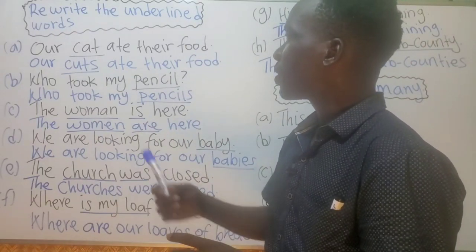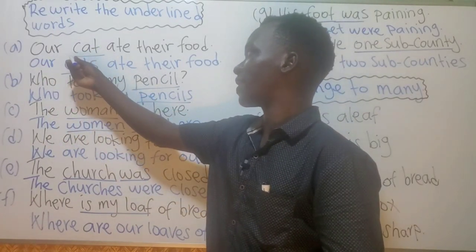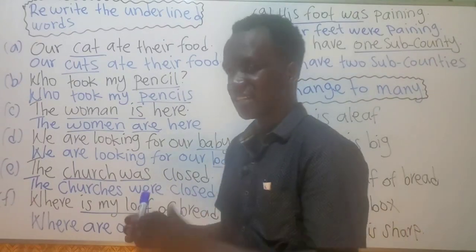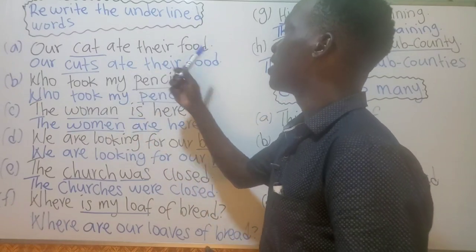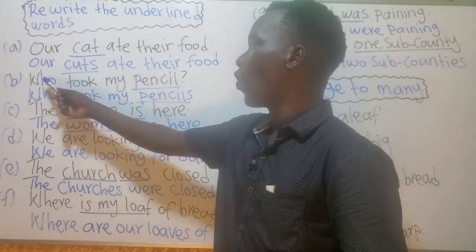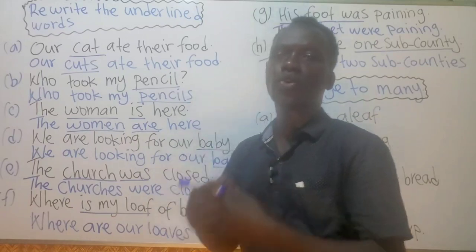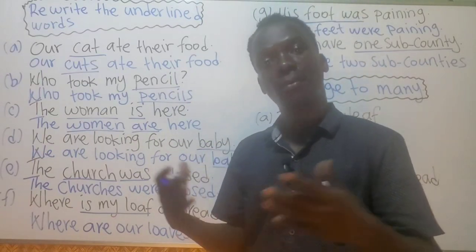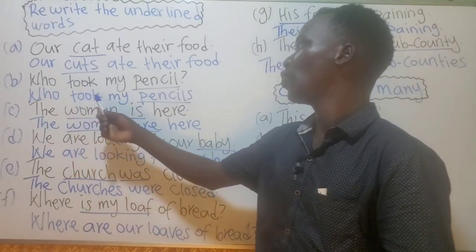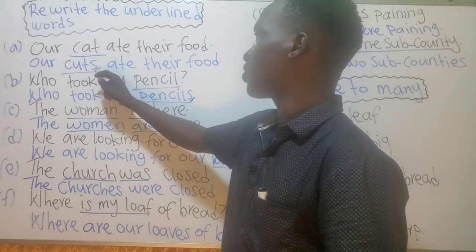So, how can you change it? Our cats. So, the underlined word cat is the one that you will change, but the rest will remain the same, okay? The rest of the sentence will remain the same. Ate their food. This is a past tense sentence, okay? Our cats ate their food. Who took my pencil? Who took my pencil is a question. I want to know the person who took my pencil. So I can say, who took my pencil? Then in plural you say, who took my pencils? It is only the pencils that will change. You add S on the pencil, also S on the cat.